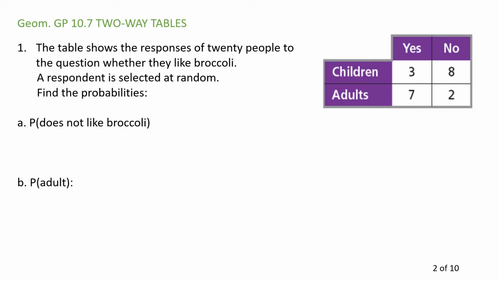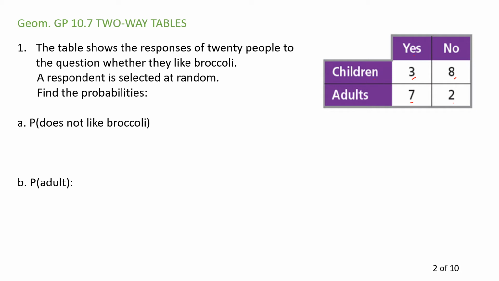So look at this first one. The table shows the responses of 20 people to a question about whether they like broccoli. So 3 people who are both children and who said yes. 8 people were children who said no. 7 people were adults who said yes, and 2 people were adults who said no.